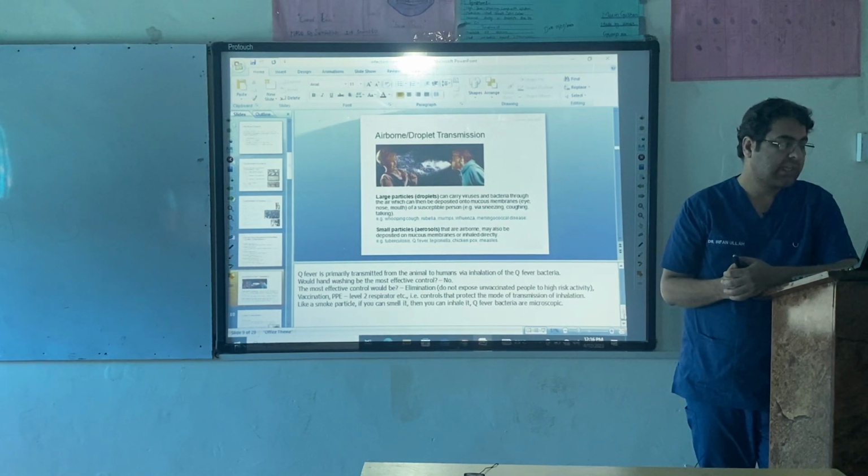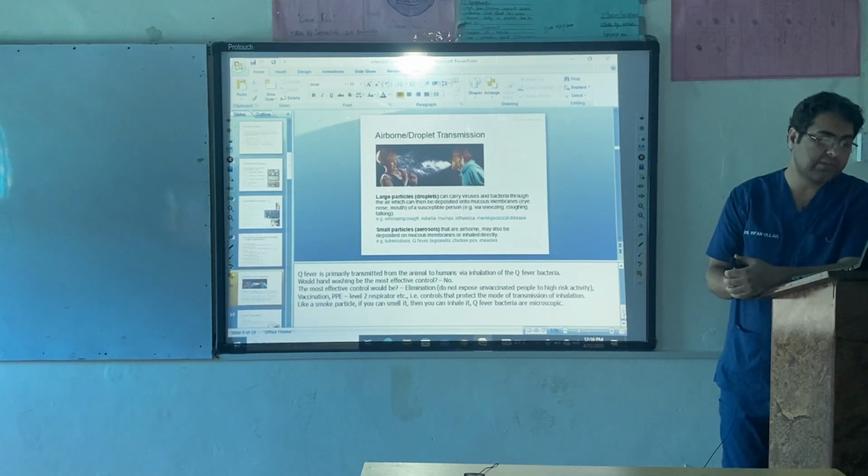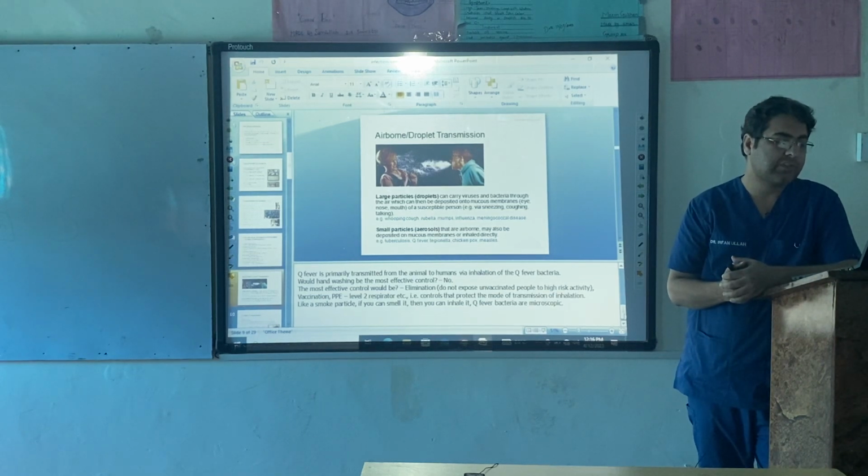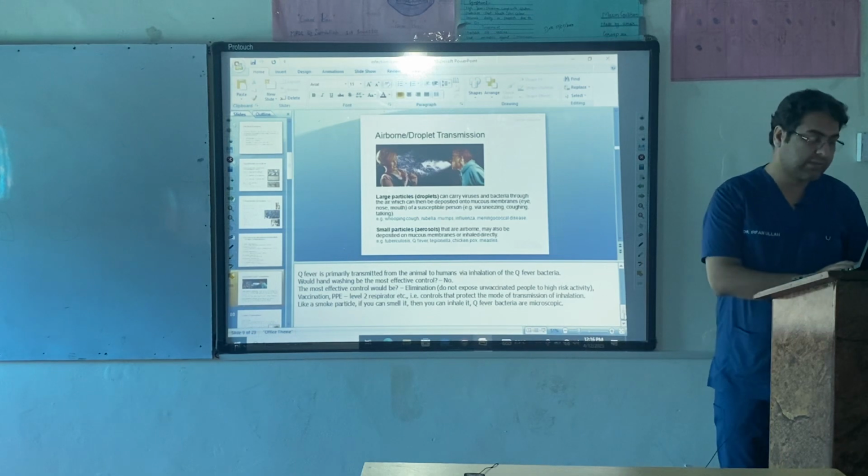Would hand washing be the most effective control? No. The most effective control would be elimination. Do not expose unvaccinated people to high risk activity. Vaccination, PPEs, which are personal protective equipment, such as a level 2 respirator, control the mode of transmission of inhalation, like a smoke particle. If you can smell it, then you can inhale it. Q fever bacteria are microscopic.